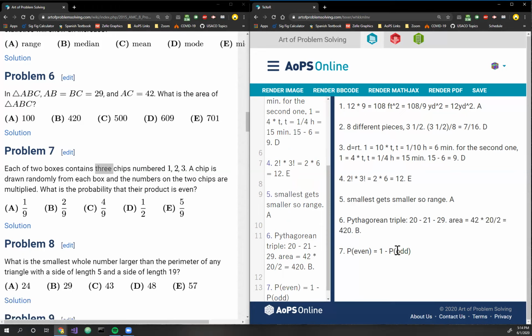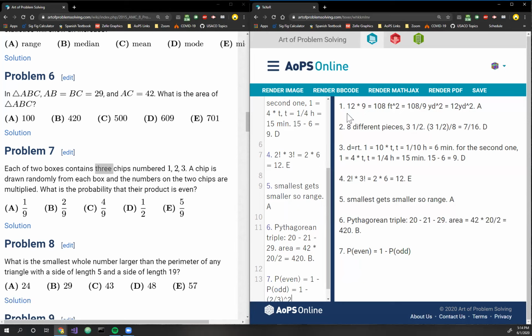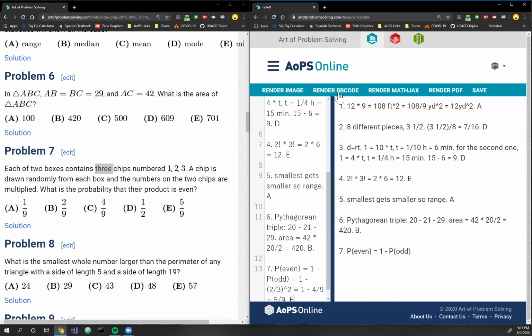So why would we do this? It's easier to create a scenario when it's odd. The reason is that even times odd is even, even times even is even, but only odd times odd is odd. And the probability of 2 odds is 2/3 squared, so it's 1 minus 4 over 9, which is 5/9. So the answer is E.